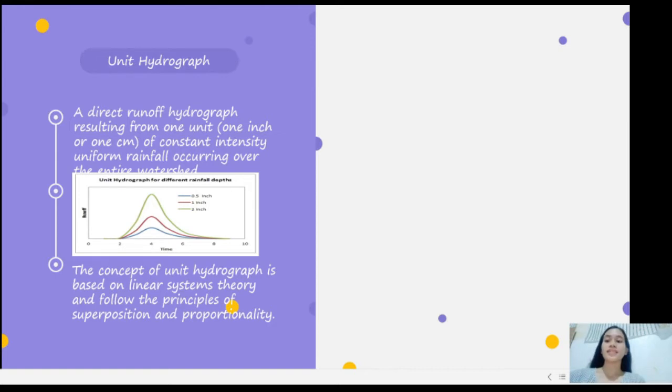In this method, for a certain amount of rainfall excess, we expect the typical shape of runoff out of this watershed, and if it's a bigger watershed, then the runoff hydrograph will have a different shape characteristics.